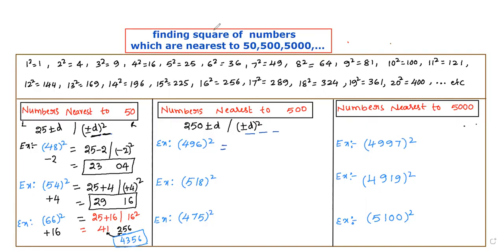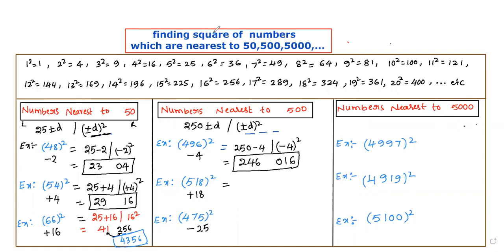So let us find the deviations. Here the deviation is -4, here it is +18, and here it is -25. Now we have to subtract 4 from 250 and find the square of -4. Then we get 246, and -4 square is nothing but 016, because we have 3 places. So this is the final answer.